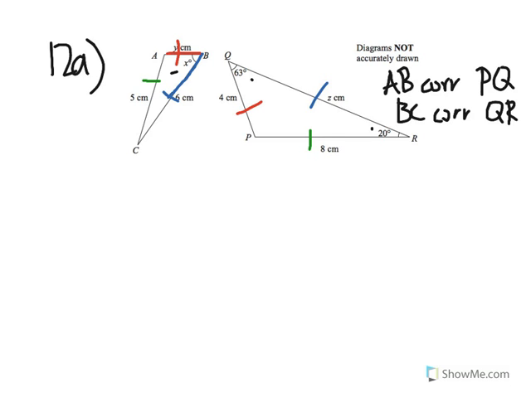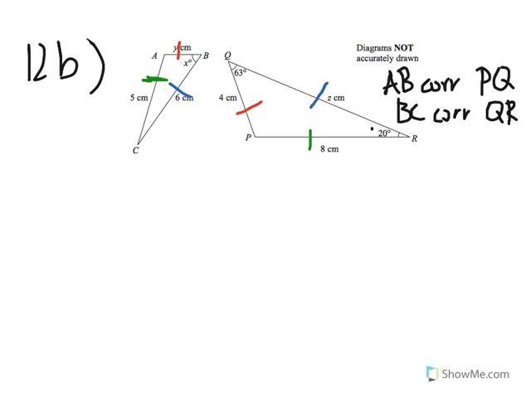So where is that on this diagram? It's actually this angle, where the blue side and the red side meet. So that means that x is equal to this angle, 63 degrees.